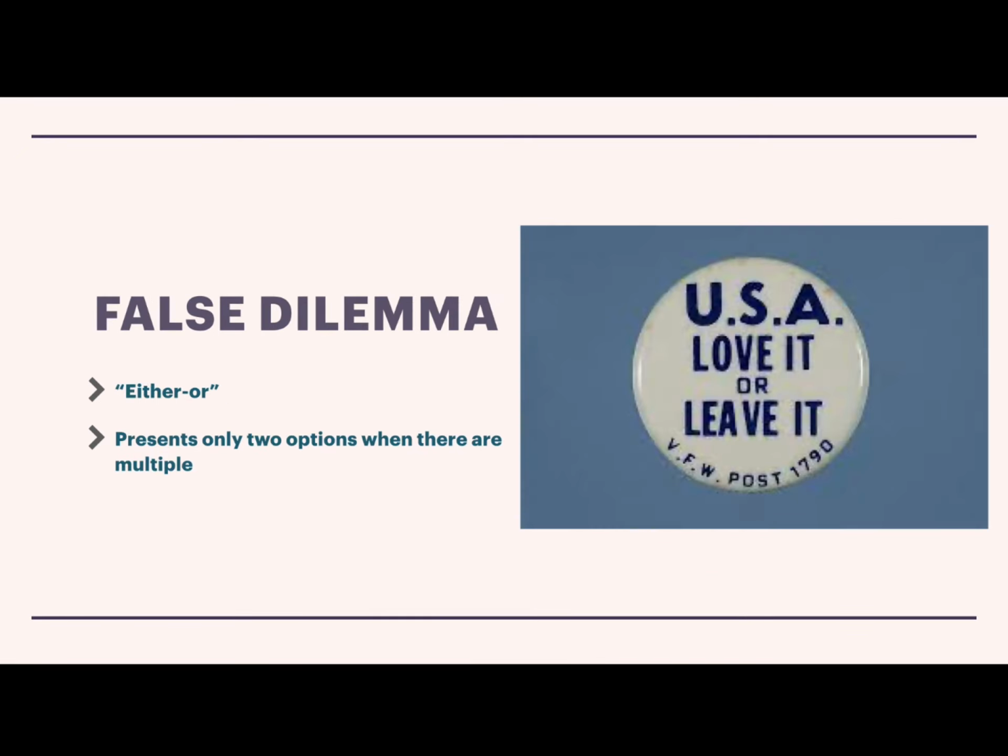Next, we have the false dilemma fallacy. This is also known as the either-or fallacy. It is when a limited number of choices or outcomes are presented when in reality there are multiple other options. It's wanting you to choose one side or the other. As in the picture, USA, love it or leave it.